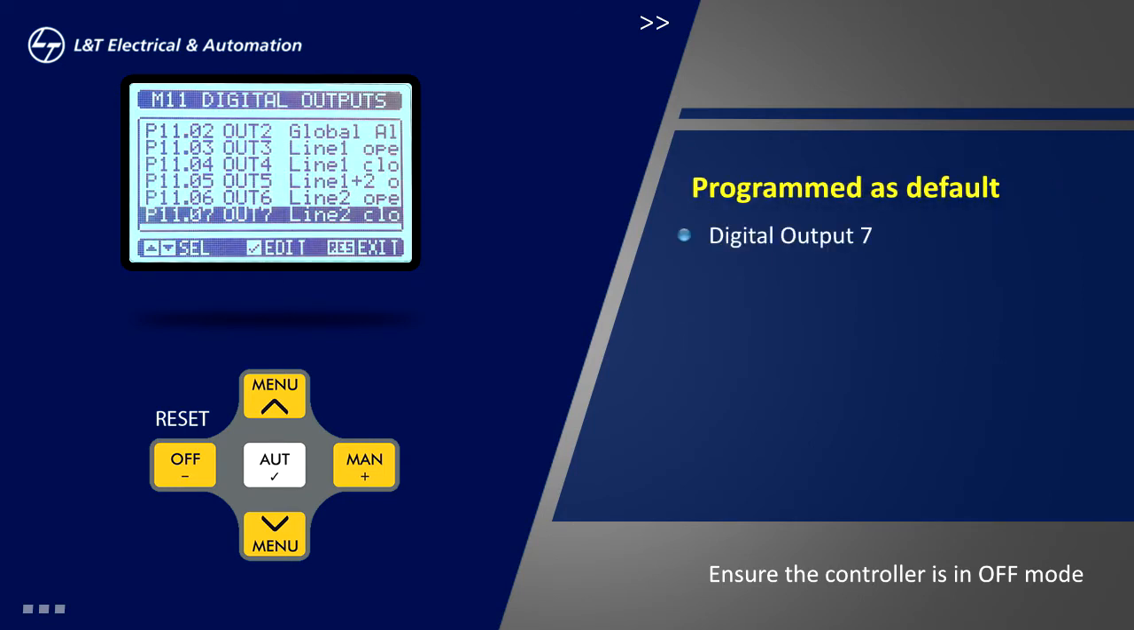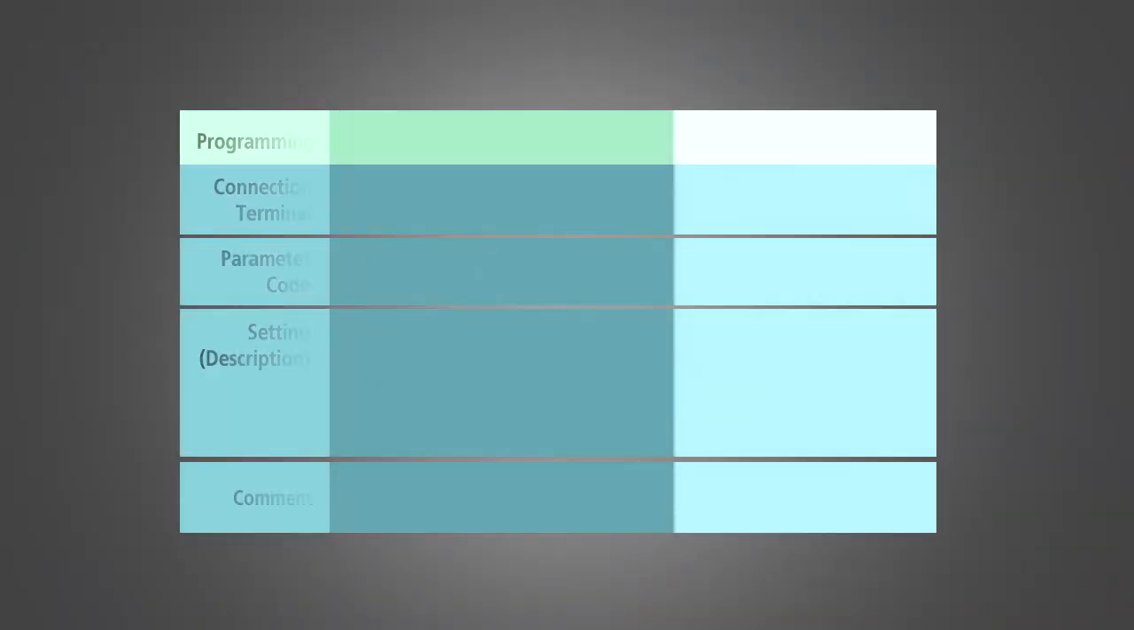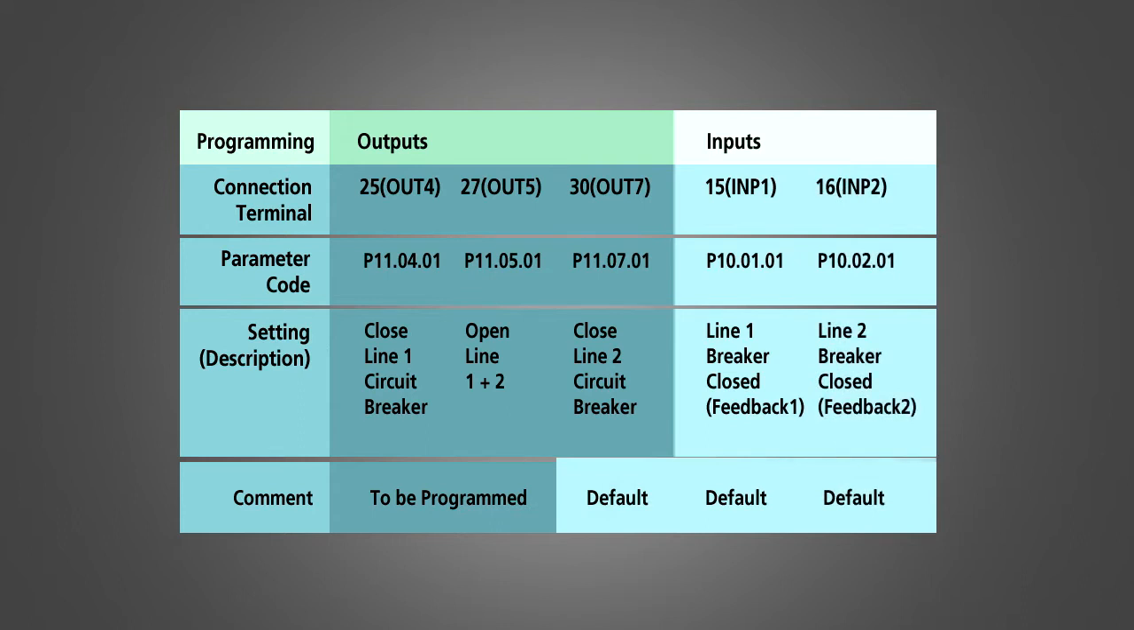Digital output 7, digital input 1 and digital input 2 are programmed as default and do not require any alteration. Thus, we have completed the programming related to the MCO.